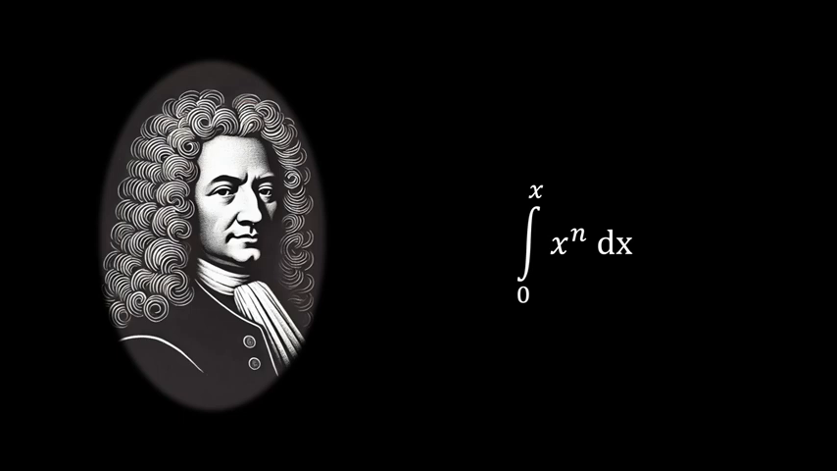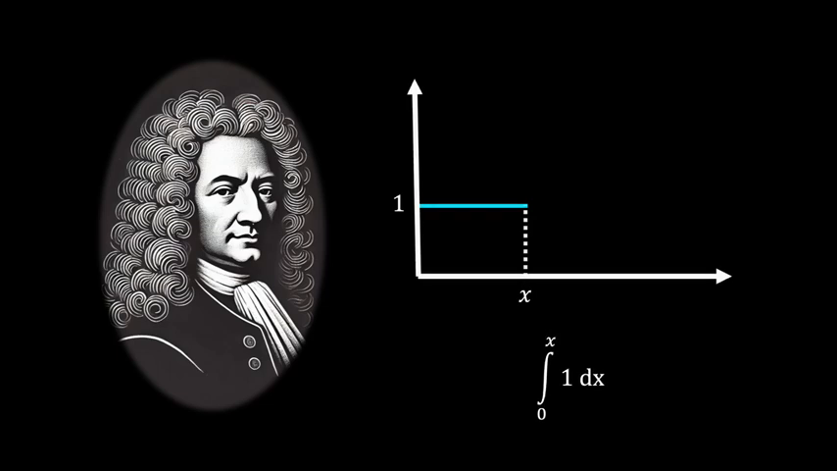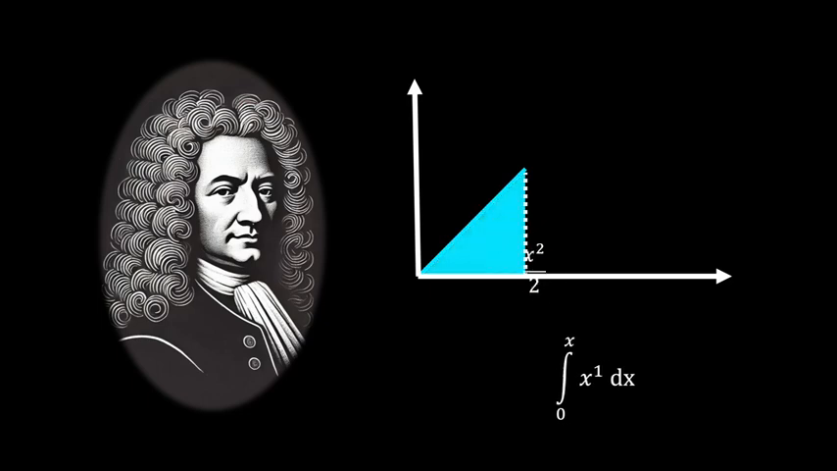To understand the power rule, let's look at a few examples. Start with a simple function, where x is raised to the power of 0. This means the function is just a constant, 1. The area under this flat line, from 0 to x, is simply x. This tells us that the integral of 1 is x. Next, consider the function where x is raised to the power of 1. The area under this curve forms a triangle, which has an area of 1/2 multiplied by x squared. So the integral of x is x squared divided by 2.